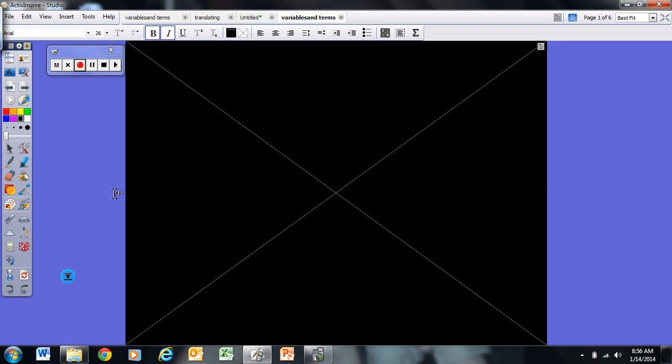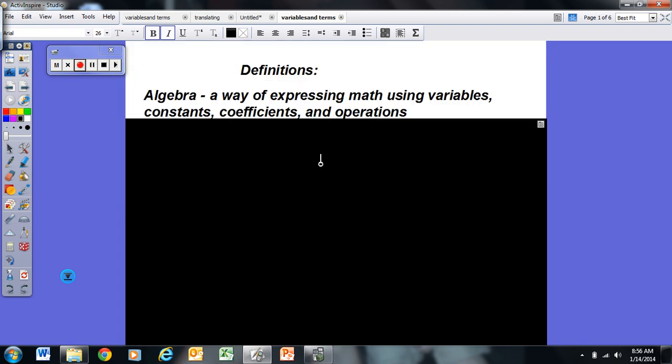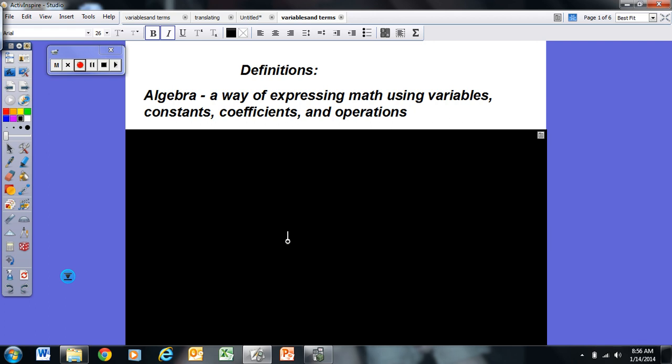Okay, so you're going to take some notes on some definitions. The first one is algebra, a way of expressing math using variables, constants, coefficients, and operations. We're kind of doing pre-algebra, but it's a good idea to understand what algebra is. So this is a good time to pause the video and write down these definitions. A quick way to pause a video on YouTube is to just press the space bar.